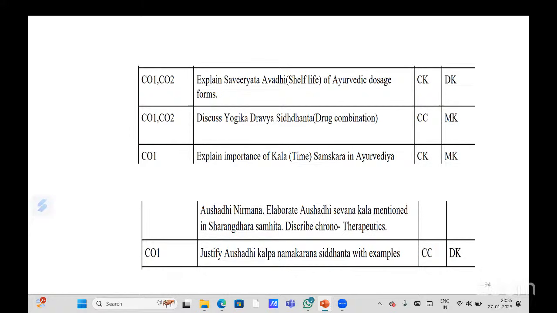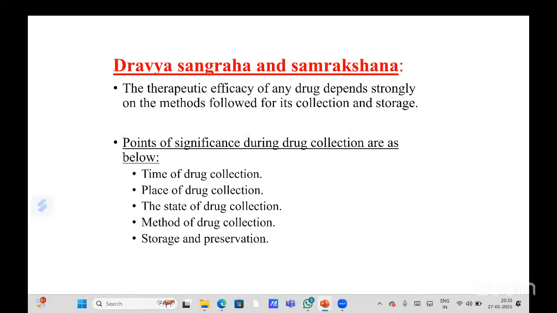So here, let us go through Dravya Sangrahana and Samrakshana. What to write if it is asked for 5 marks? The therapeutic efficacy of any drug depends strongly on the methods followed in its collection and storage. If the raw drug is not genuine, or not properly collected or stored, and you prepare medicine from such raw material, it is very difficult to get therapeutic efficacy. For that reason, good raw material gives good therapeutic efficacy.